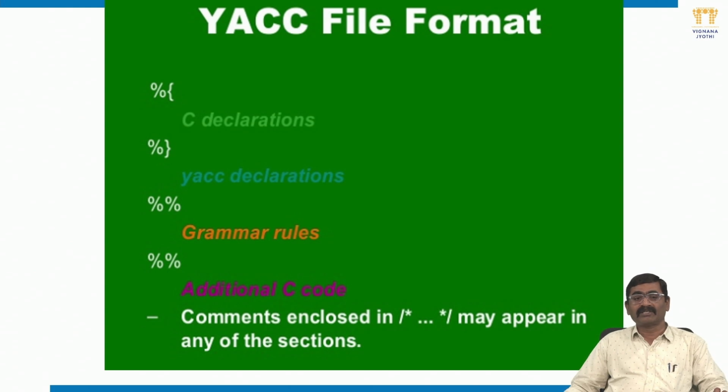Once the grammar rule section is done, the last section is the auxiliary procedure section, or additional C code section. So these are the three important sections. Once again, the first section is the declaration section. The second section is the grammar rule section, which is one of the important sections in the YACC program. After that, the additional C code section. These are the three important sections we need to follow while writing the YACC program.